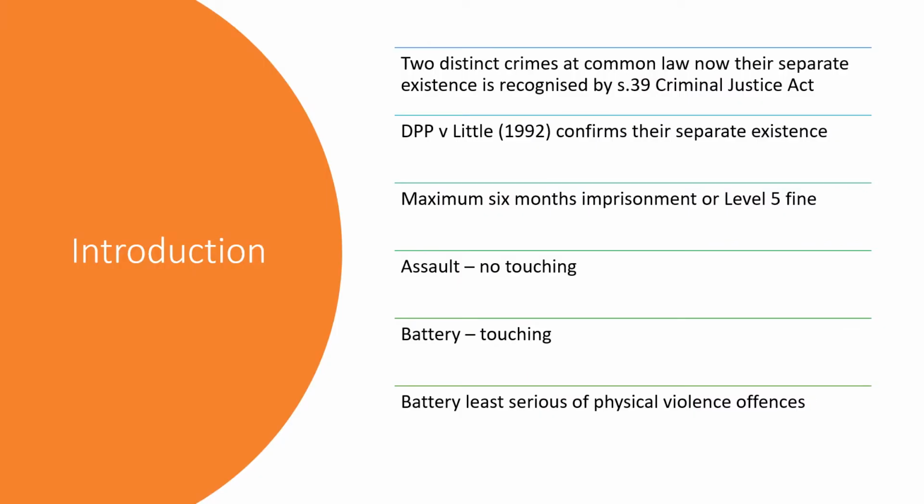So the introduction then: two distinct crimes, we've got assault, we've got battery, and they're now separate. Their existence is recognised by section 39 of the Criminal Justice Act 1988. DPP v Little also confirms their separate existence, but they do have the same maximum sentence, which is 6 months imprisonment or a level 5 fine. Now, to distinguish, the main thing to remember is that assault requires no touching, but battery requires some form of touching, even if it's indirect. And battery is the least serious of the physical violent offences.